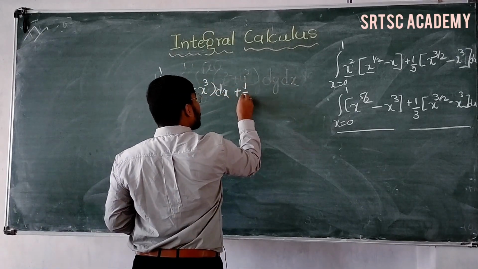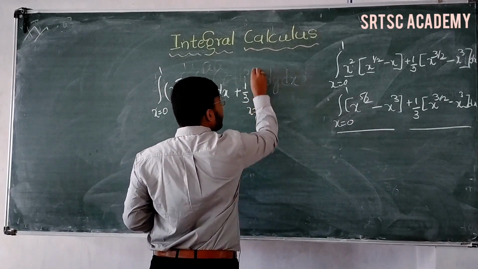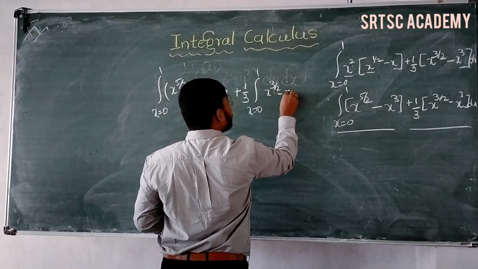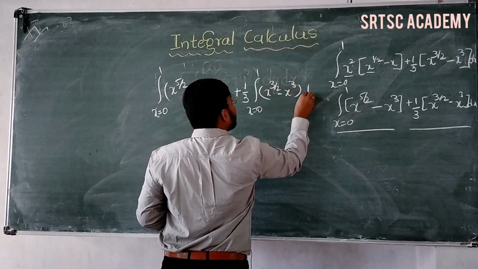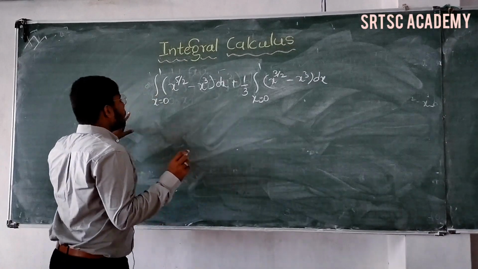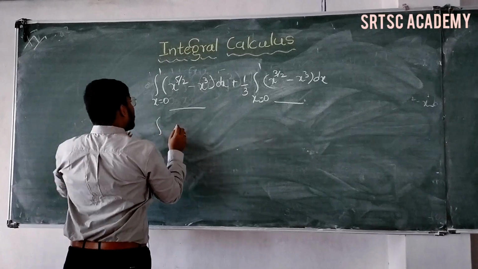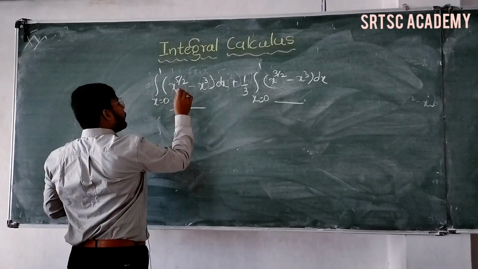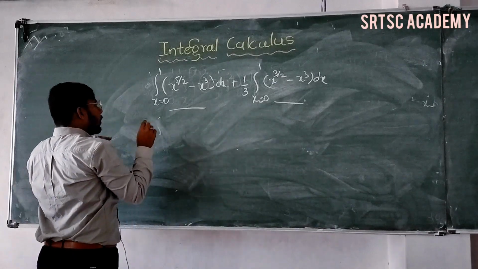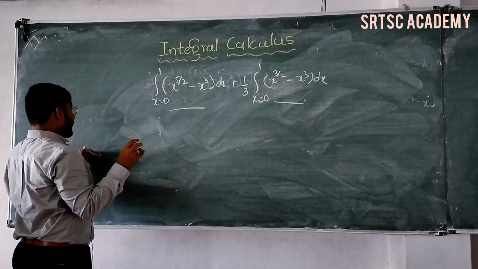plus 1 by 3, which is a constant here, right? Take it outside. Integration, x varies from 0 to 1, x to the power 3 by 2 minus x to the power 3 into dx. Okay. Next, what do we have to do? I will integrate it. x to the power 5 by 2 is there, right? The formula is x to the power n plus 1 divided by n plus 1, right?